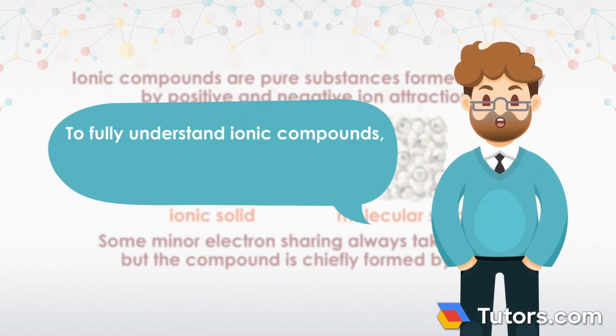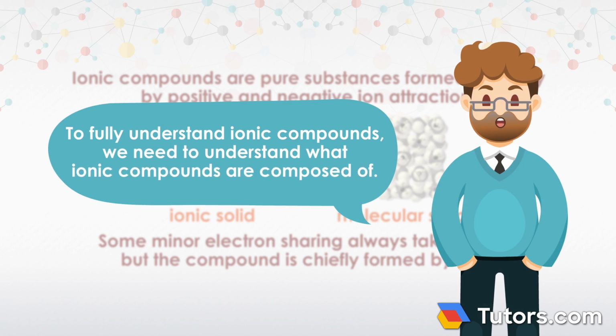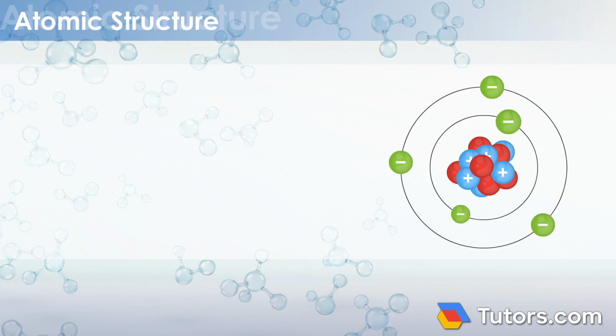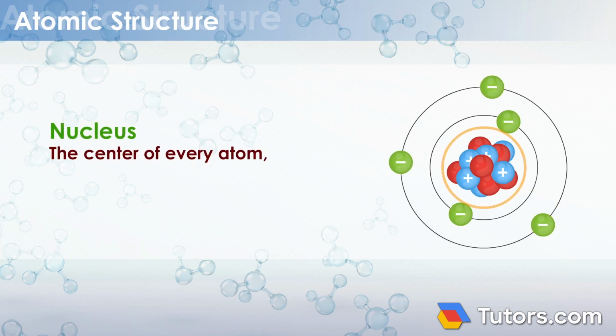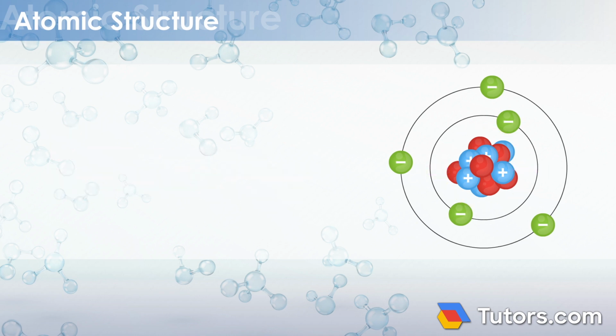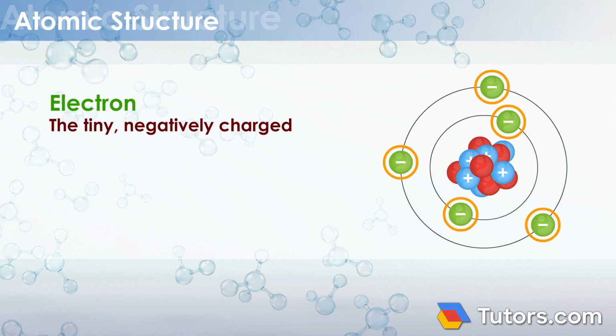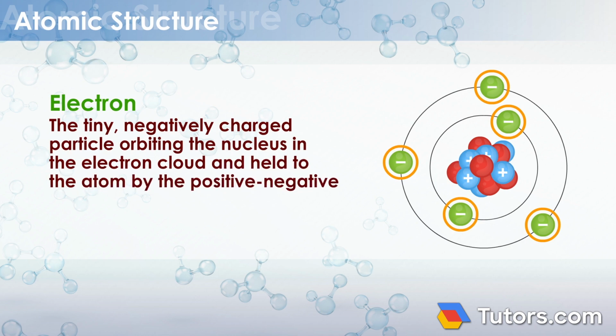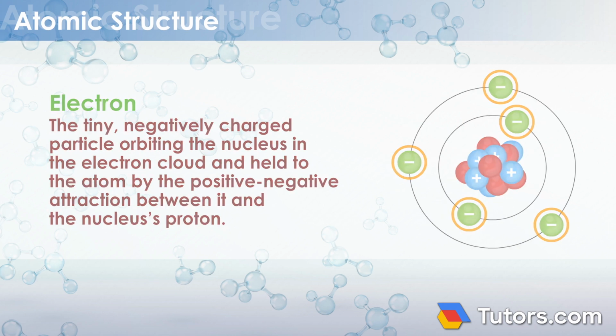To fully understand ionic compounds, we need to understand what ionic compounds are composed of. Let's review some basics of atomic structure. Nucleus, the center of every atom, consisting of positively charged protons and neutral neutrons. Electron, the tiny negatively charged particle orbiting the nucleus in the electron cloud and held to the atom by the positive-negative attraction between it and the nucleus's proton.